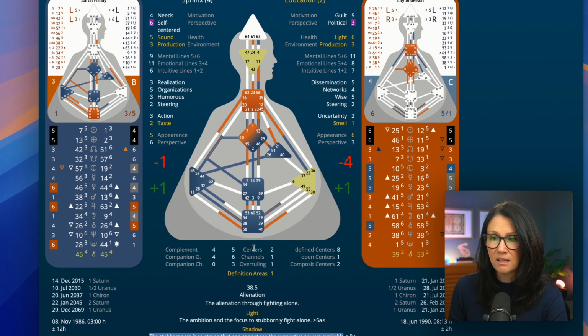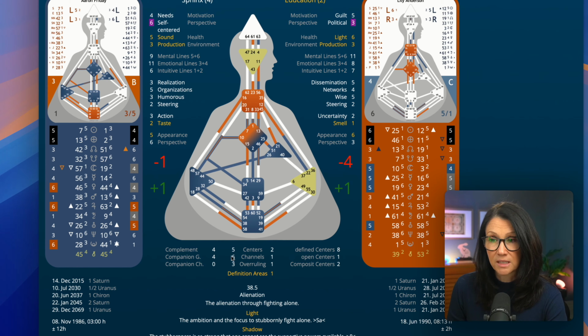So what you can see here is that Aaron brings in 5 defined centers and Lily just 2. So he is, of course, the more dominant partner in this partnership. She is a coordinator, a projector. She just has 2 centers. So this is a much more important thing in this partnership to discuss probably.